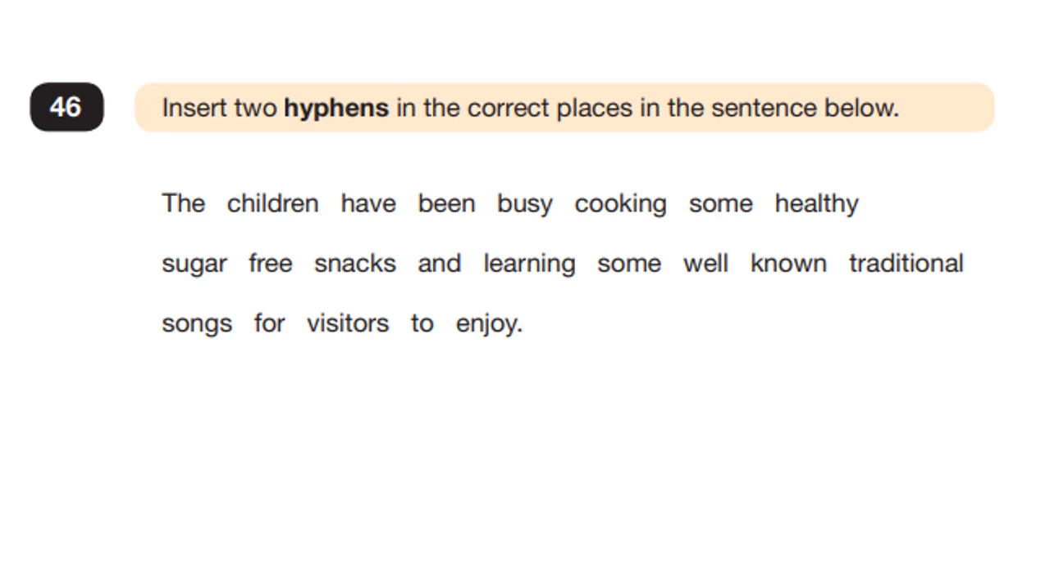So the two times we need hyphens to join those adjectives together are to make the adjective sugar-free and well-known, because they are sugar-free snacks, as in they're not sugar snacks and free snacks, they are sugar-free, free of sugar. And the traditional songs are not well and they're not known, they are well-known, which needs to go together as an adjective. So one hyphen between sugar and free, one hyphen between well and known.